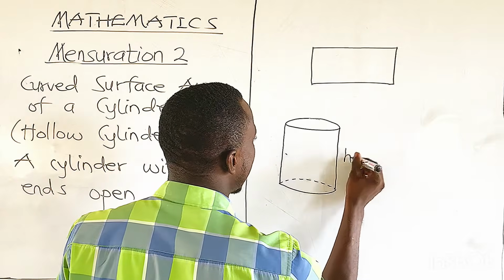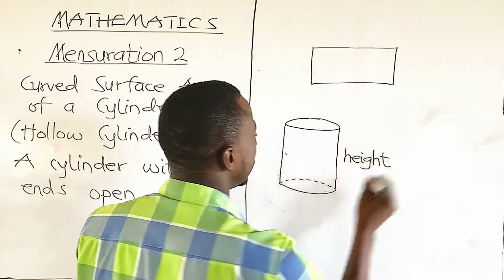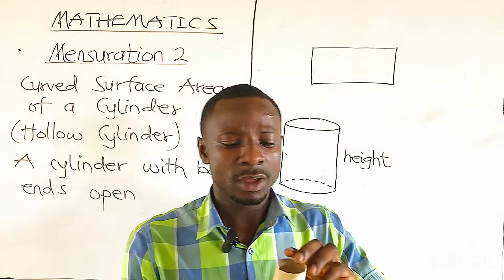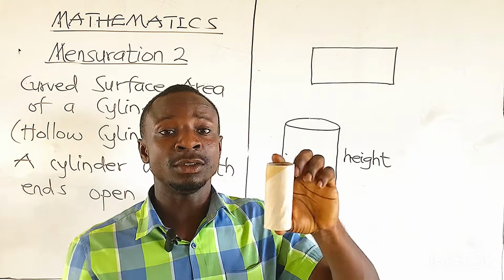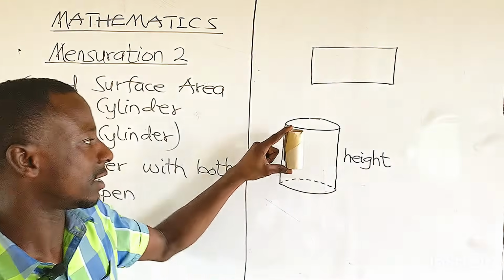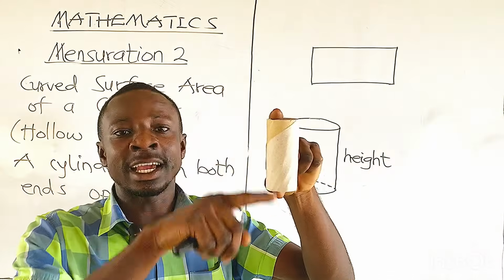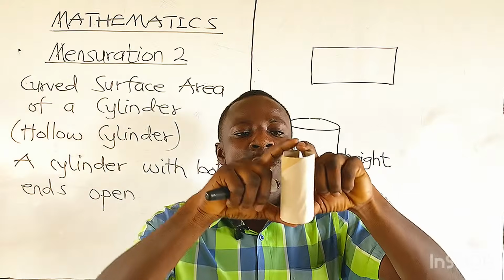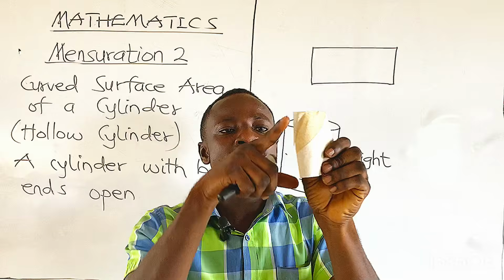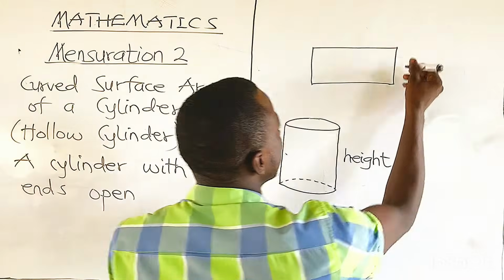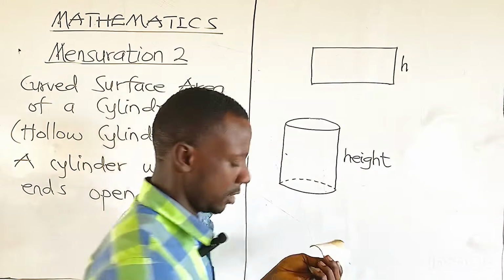So now this is the height. Before I cut it into two, it was like this, right? So this is the height of the cylinder. When I spread it, now the height will not be here. So this is my height, h.